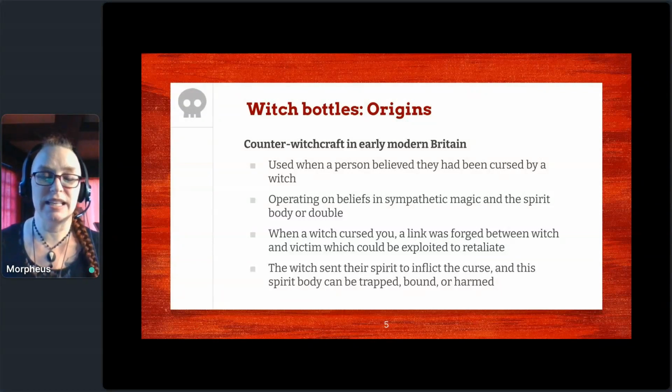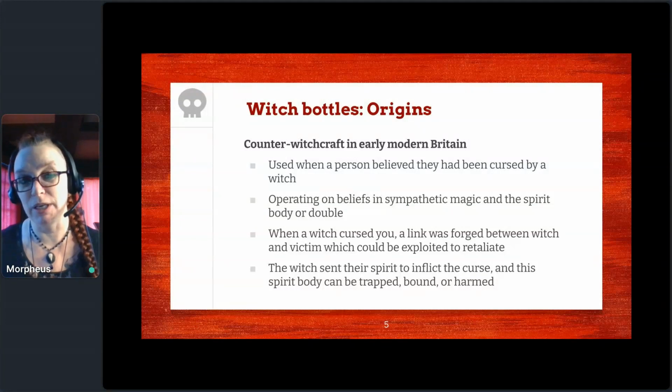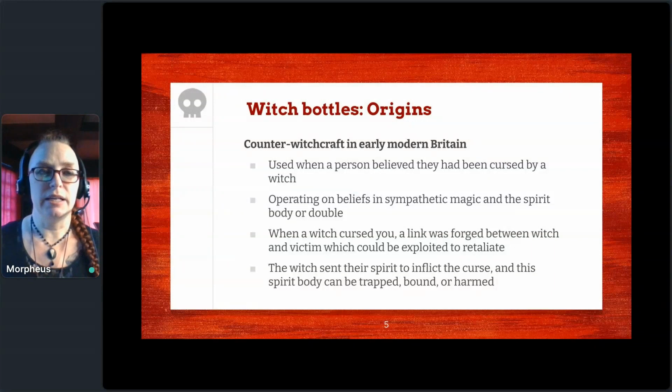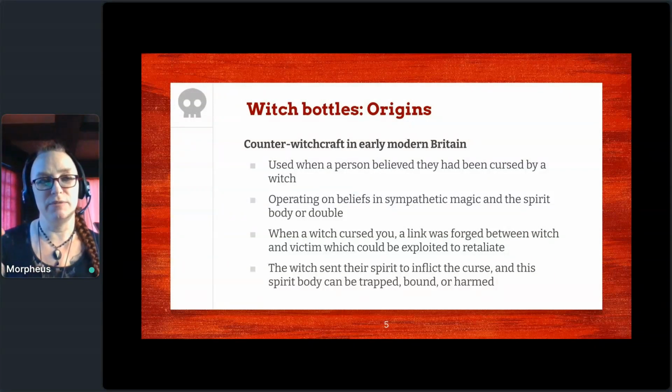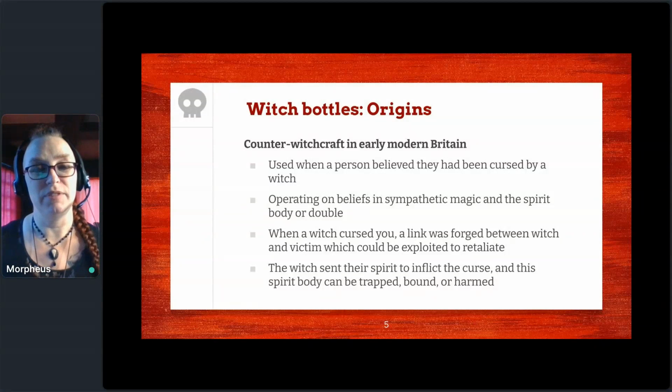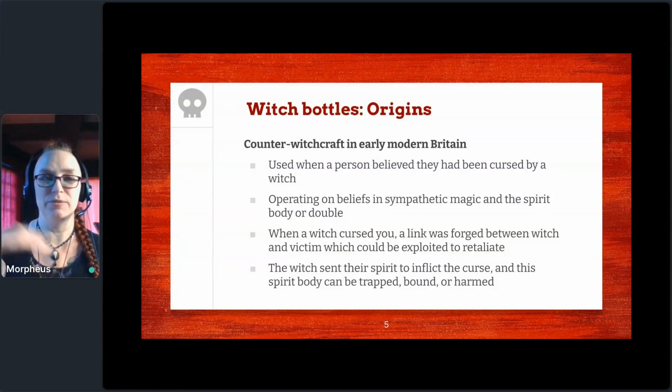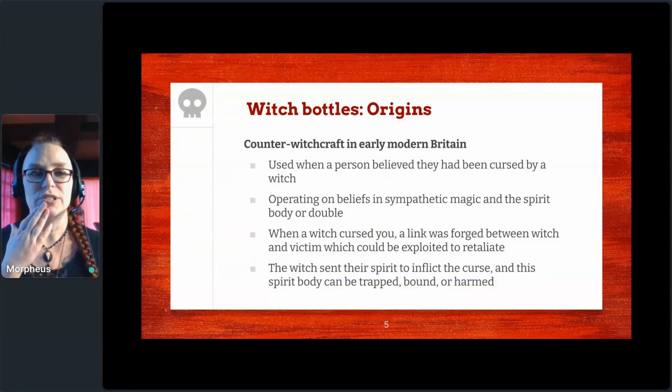They originate as a counter witchcraft tool, starting in early modern Britain. Originally they were more of an aggressive form of counter witchcraft, basically like a counter curse rather than just a generalized protective device. And they would be used when a person believed that they had been cursed by a witch in order to get back at that witch.